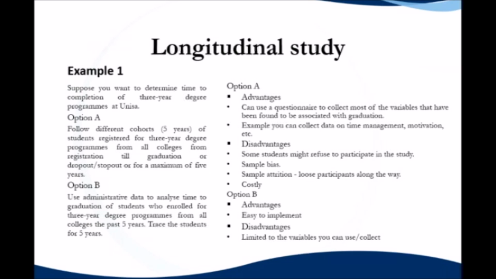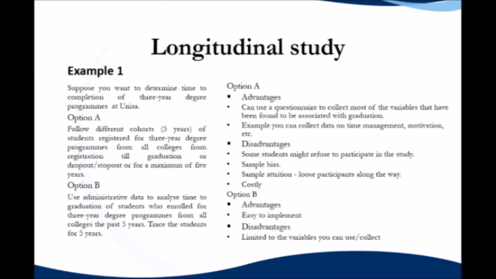So you have two options. You can follow different cohorts of students. So you can say, okay, this is 2021, I'm doing the study now. I'm going to look at the students who register this year, next year, the following year.